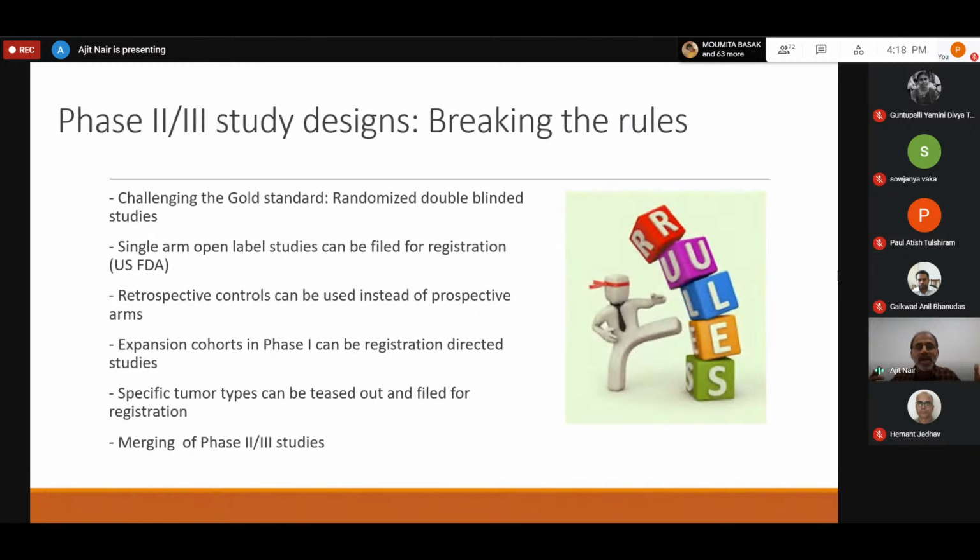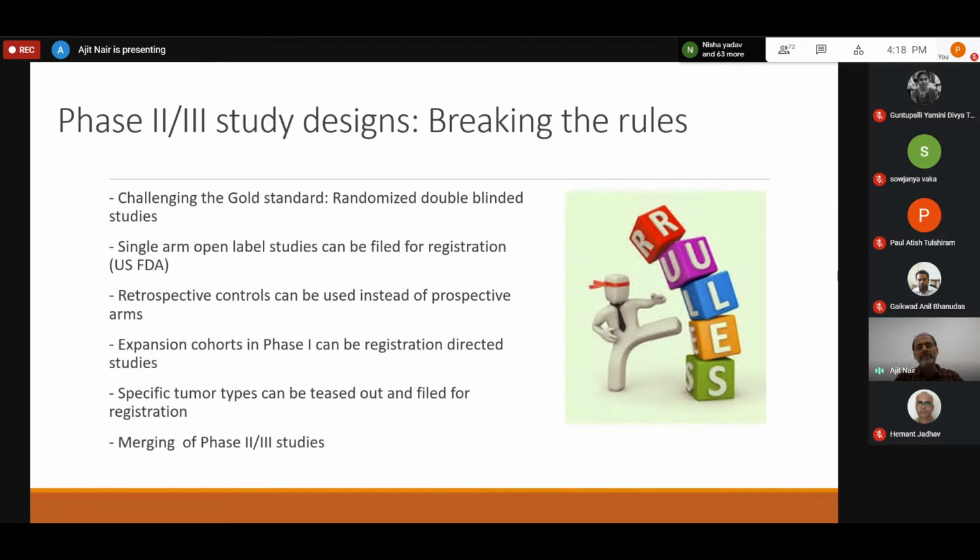So a lot of times, a phase 1 expansion cohort can be a registration-directed study, which classically again breaks all the rules. Because the rule is do phase 1, do phase 2, do phase 3, and then file for application, right? Whereas in an oncology setting, in a highly unmet medical need indication, your phase 1 expansion design itself can be extrapolated and taken towards registration. That's the beauty of the design in oncology settings where you have a highly unmet medical need, right?